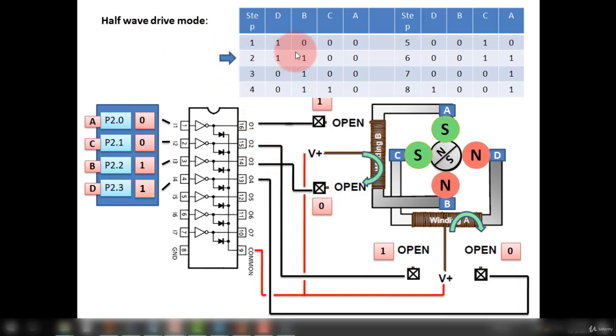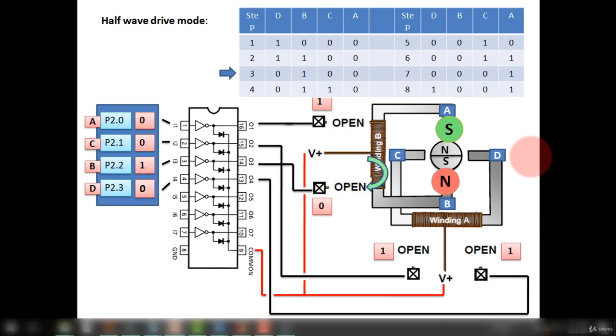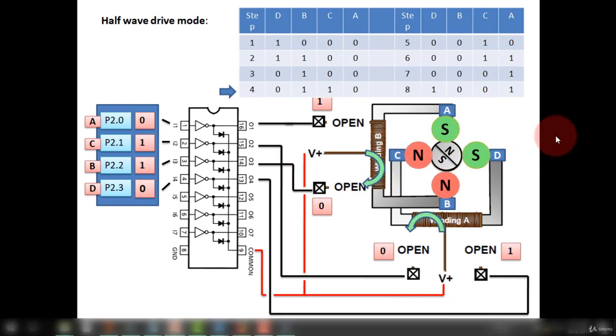Now when we pass second step sequence, in this case this half of winding also conducts, hence it will generate south and north pole and the rotor will rotate accordingly. Then next only this half of the winding is conducting and it will create south and north pole and rotor will rotate accordingly. So now you can see in this step sequence, first we are passing wave drive, then full drive.